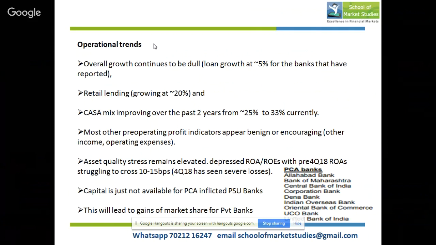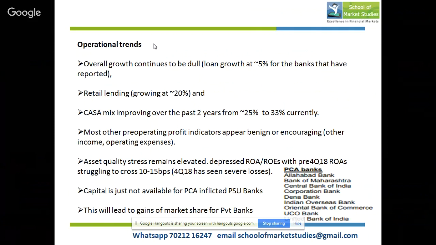Secondly, most other pre-operating profit indicators appear benign or encouraging. So there's nothing wrong with them. They are very much okay. The other income and operating expenses, there has not been any kind of major upheavals as yet. However, the asset quality stress remains elevated.